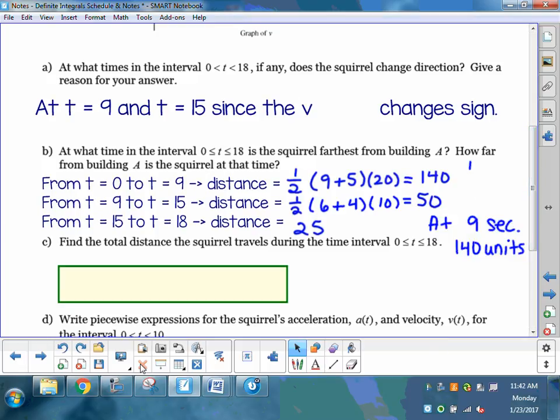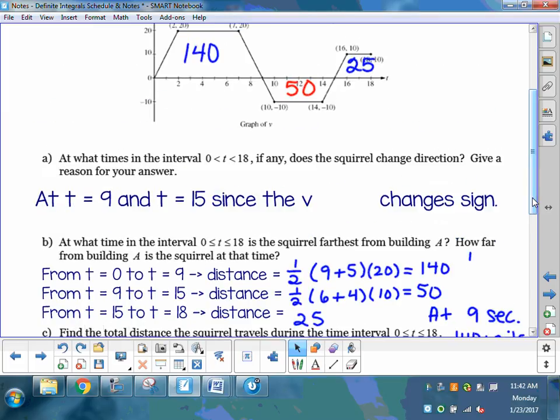And how far away are they? It would be 140 units. By the way, you could add all of them up to figure out how far you are away at 18 seconds. It's not going to be more than 140 though. Questions on that one? All right, let's take a look now.